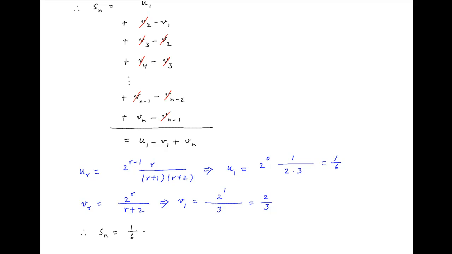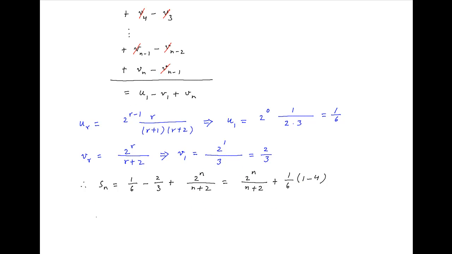1 upon 6 minus 2 upon 3 plus V_n, which is equal to 2^n upon (n+2). And this is equal to 2^n upon (n+2) plus 1 upon 6 times, in brackets, 1 minus 4. And therefore, the sum of the given series to n terms is equal to 2^n upon (n+2) minus half, which is the required answer.